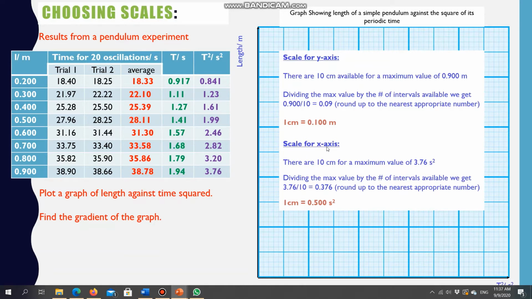The scale for the x-axis can be done similarly. There are 10 centimeters available for a maximum value of 3.76 seconds squared. So again, we divide 3.76 by 10, and we're going to get a value of 0.376, which is also an awkward number to use. So we round up to the nearest appropriate number, and that is 0.5. So the scale for our x-axis would be 1 centimeter is equal to 0.5 seconds squared.